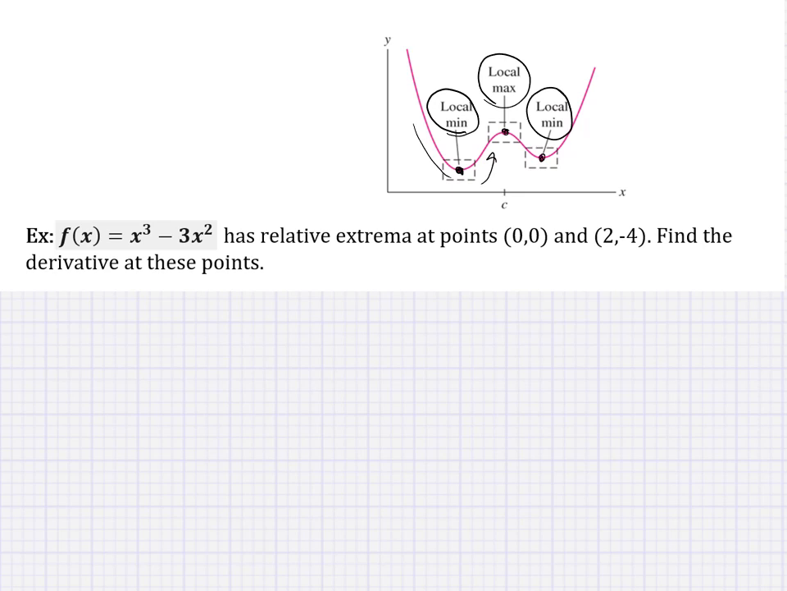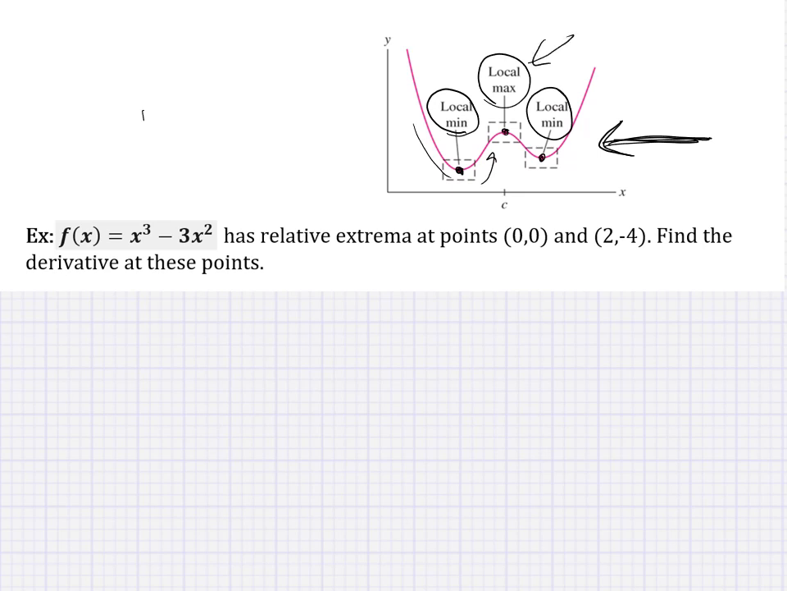So these points have some significance to them. What we're going to do is try and find these local maximums and minimums. And once we find the local maximums and minimums, we know that some of them may in fact be absolute maximums or minimums. But really, we look at local or relative.